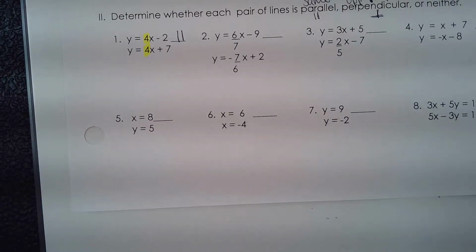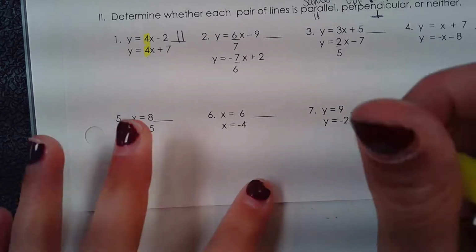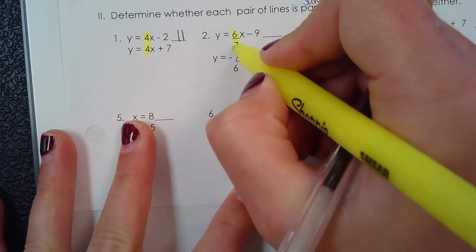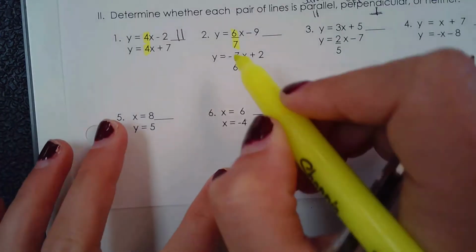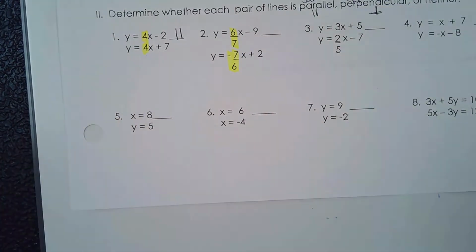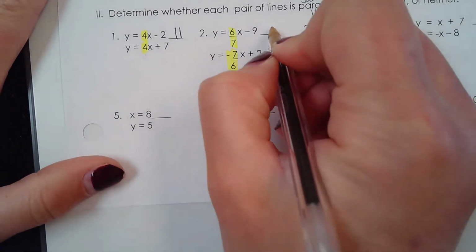All right, look at number 2. What's the slope of the first line? 6 over 7. What's the slope of the second line? Are those opposite signs? And did we just flip the fractions? Yes. So what does that mean? Perpendicular.